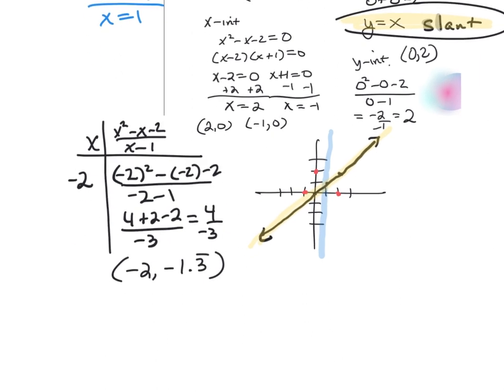And now let me plug in positive 2. And again, you're choosing whatever you want for your x values to plug in. So 2 squared minus 2 minus 2.